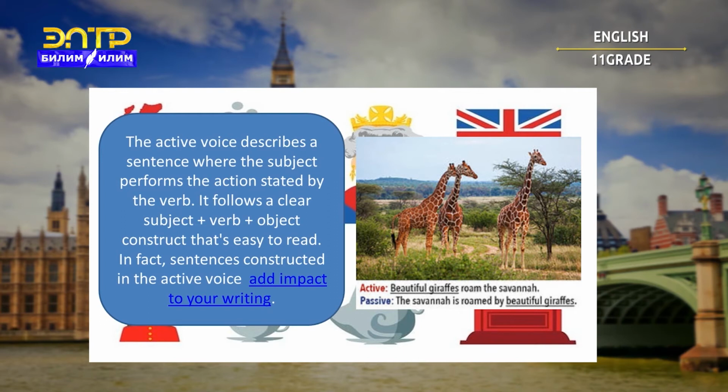The active voice describes a sentence where the subject performs the action stated by the verb. It follows a clear subject plus verb plus object construct that's easy to read. In fact, sentences constructed in the active voice add impact to your writing. Look at the picture and our example. In active, beautiful giraffes roam the savannah, and in passive, the savannah is roamed by beautiful giraffes.